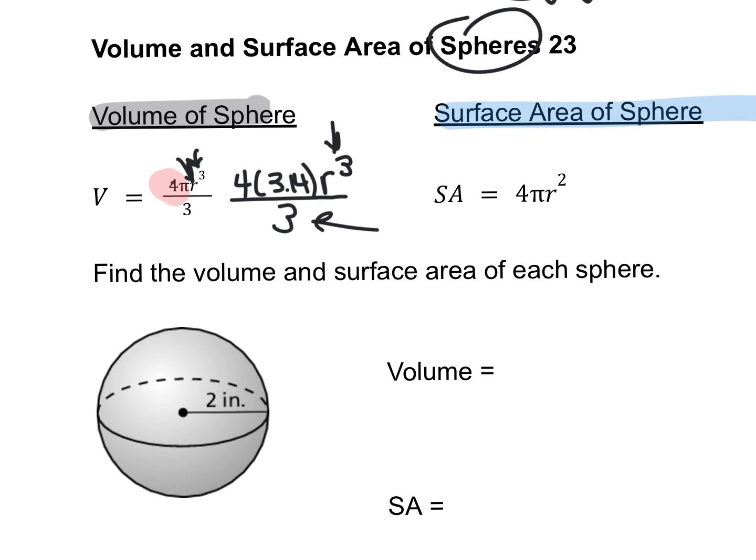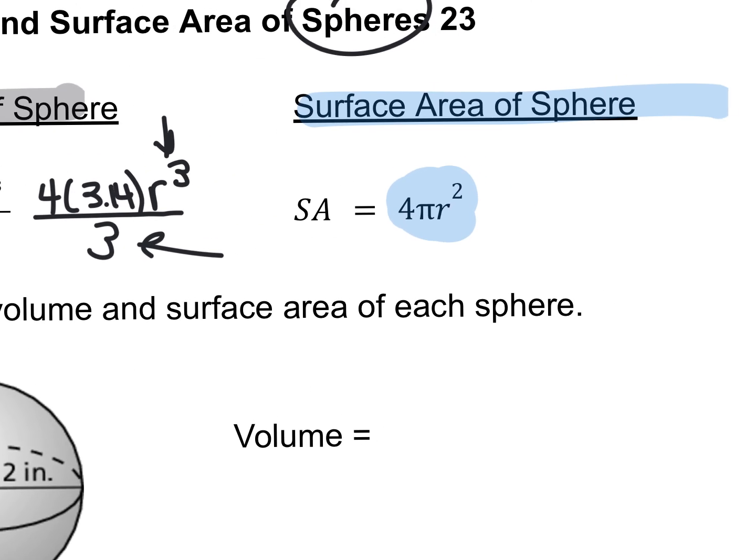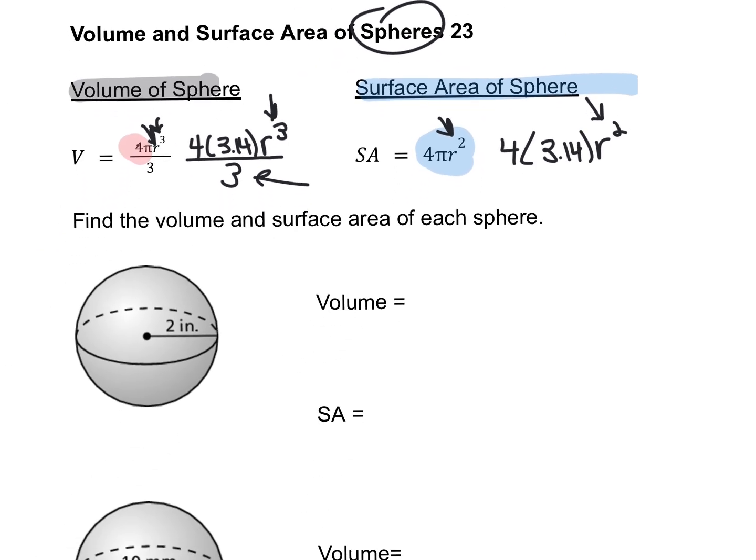And then the formula for surface area is a little bit simpler. We have 4. Again, 4 is just part of our formula. Pi, we're going to use our 3.14 again. And this time, again, notice the radius is squared, not cubed. So we're going to have to keep those two things straight in our minds when we're doing this.